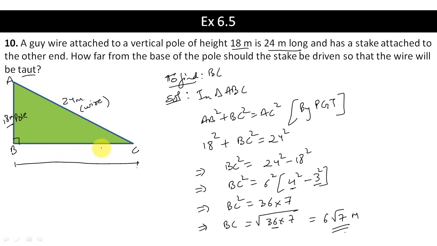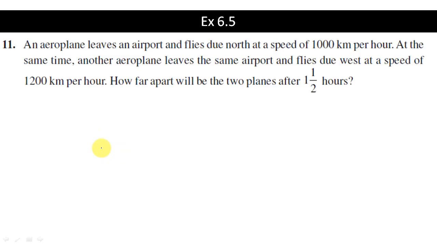Okay. Moving on to the next question. Question number 11. An aeroplane leaves an airport and flies due north at a speed of 1000 km per hour. So this is the direction: north, south, west and east. So one aeroplane is moving with a speed of 1000 km per hour and it is flying due north.